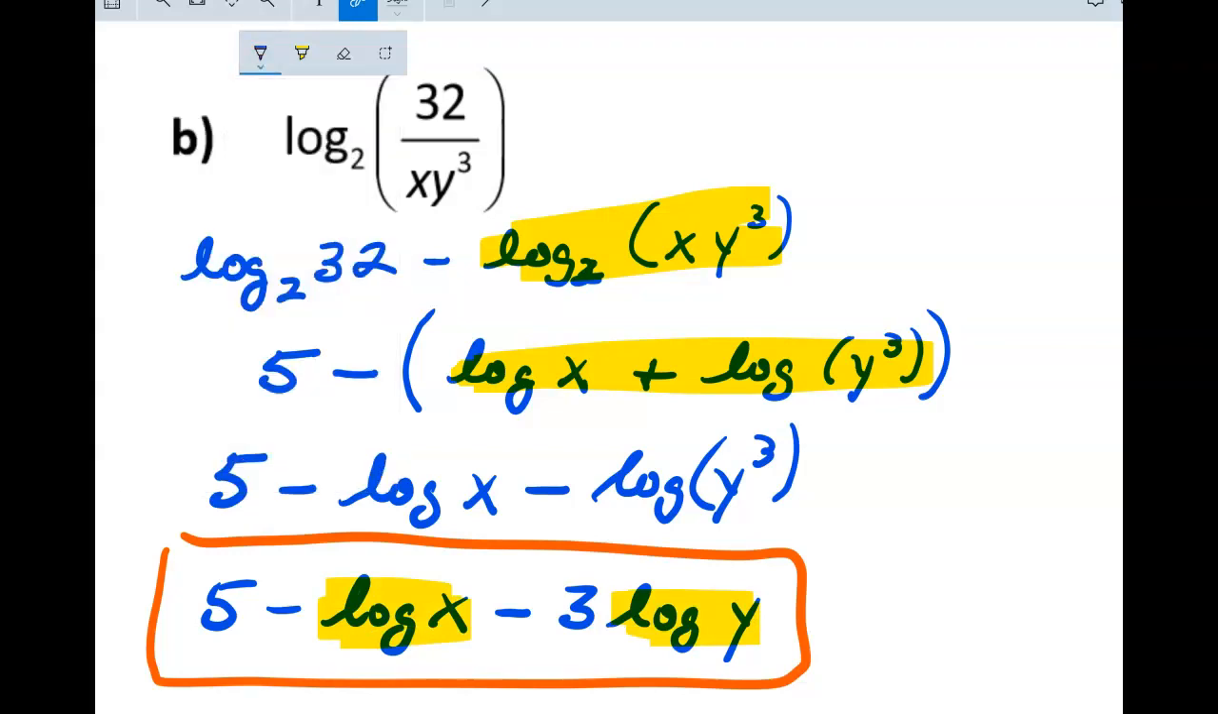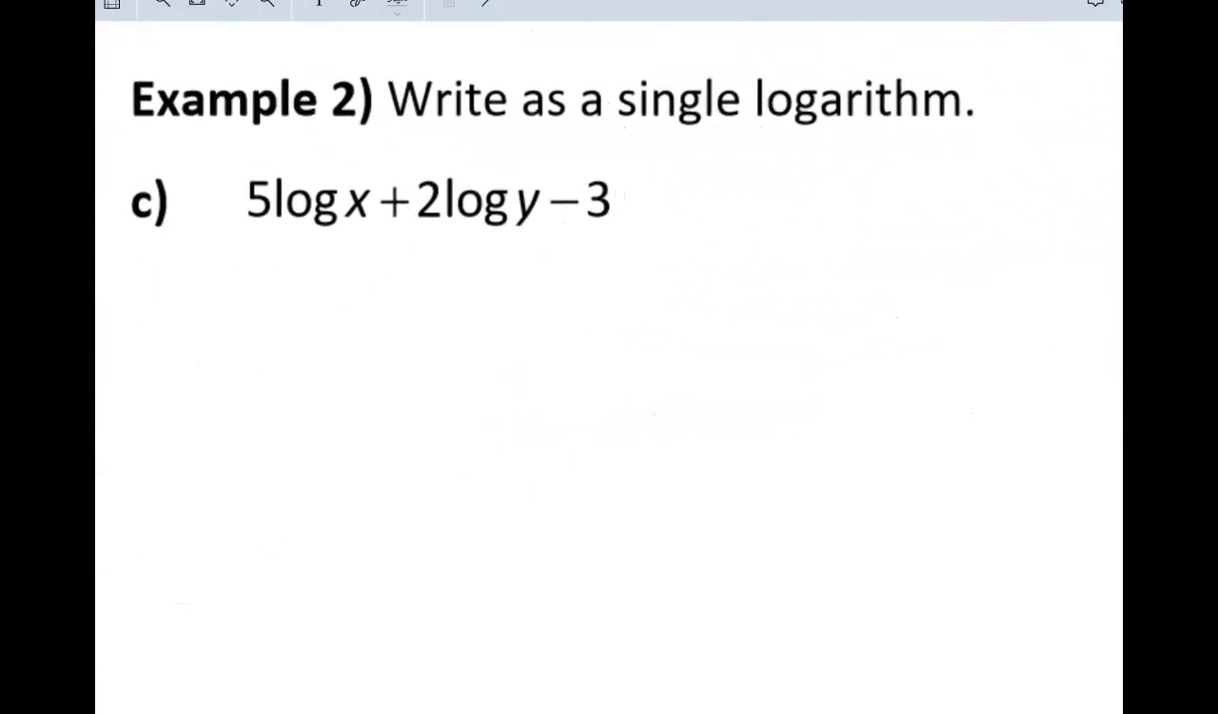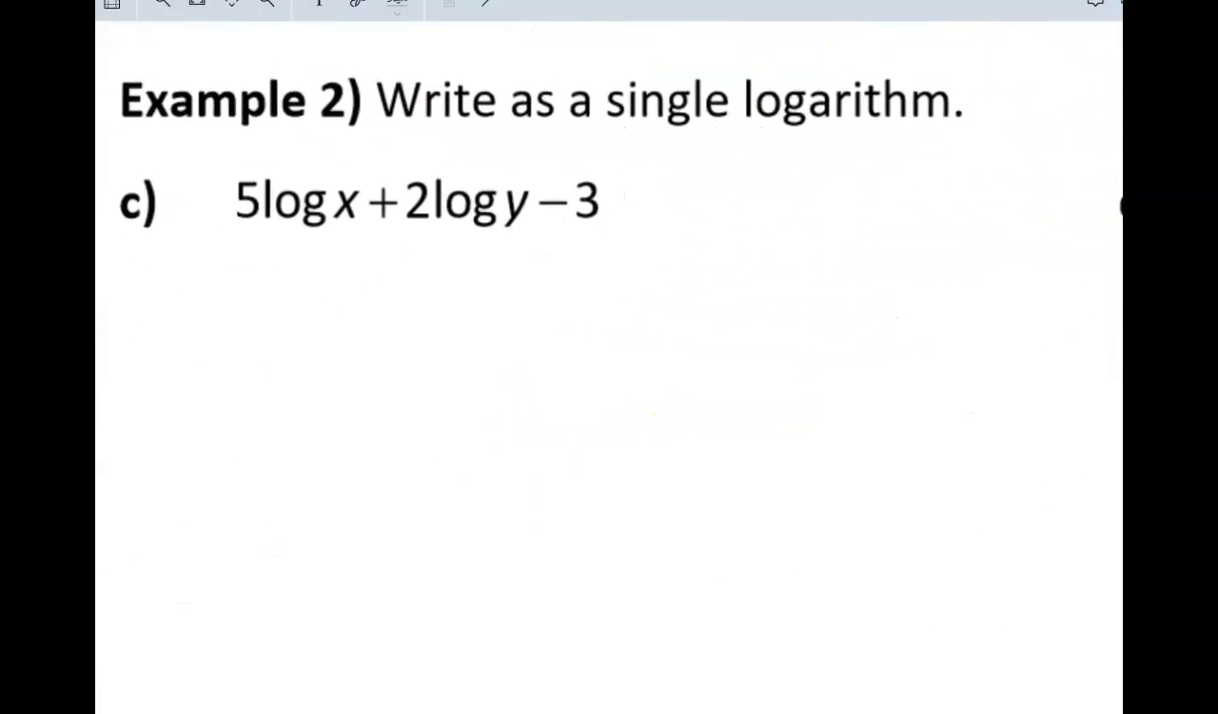All right, there are a couple for you to try. So, oh, actually, never mind. We're going on to example 2. And we're just going to do this in reverse here. We're going to write this as one single logarithm. So we're going to do everything that we did in reverse here. So you can think of it in this way.